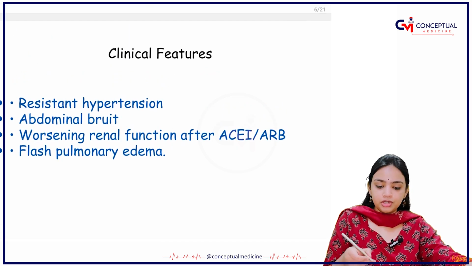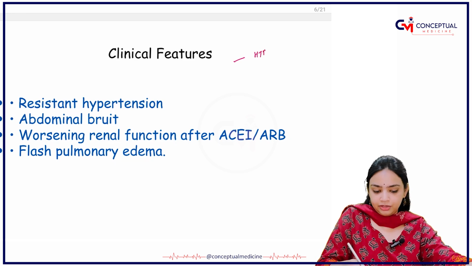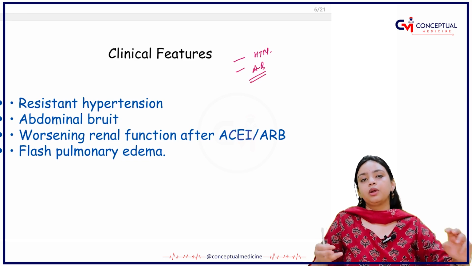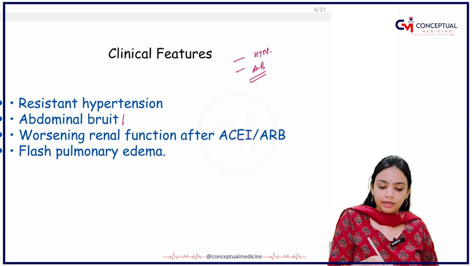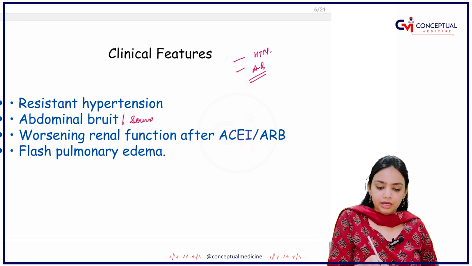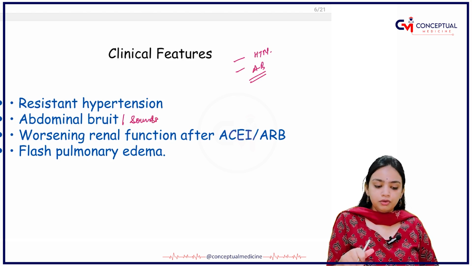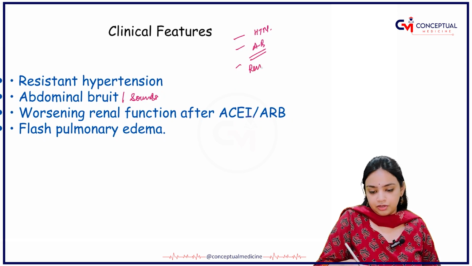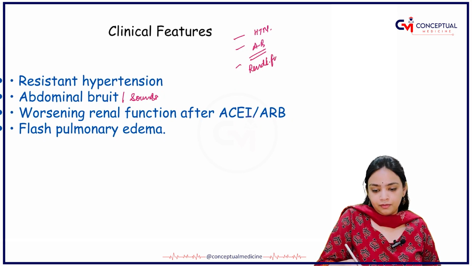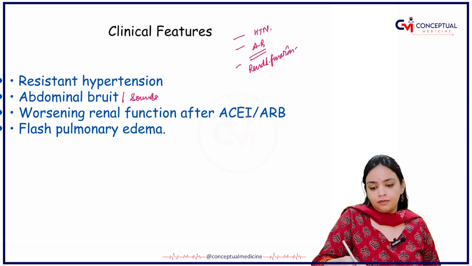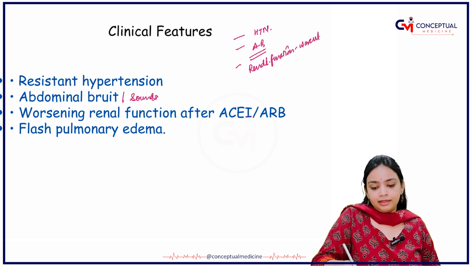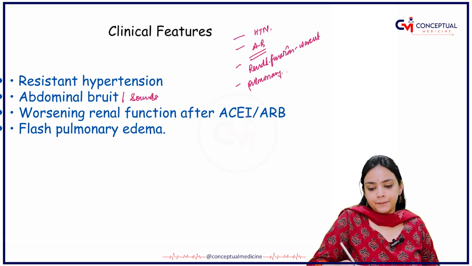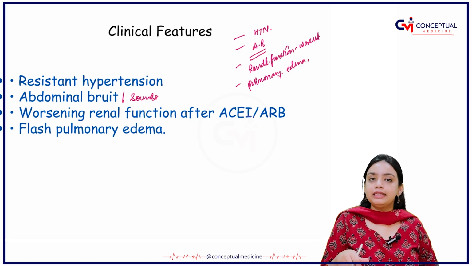What are the clinical features? There will be resistant hypertension and abdominal bruit. You will be able to hear abdominal bruit. Bruits are nothing but the abdominal sounds that you are able to hear. There will be worsening of the renal function, okay? And there will be pulmonary edema. These are the things that will happen.